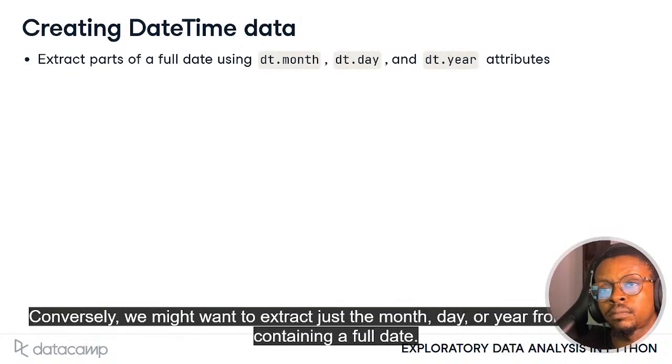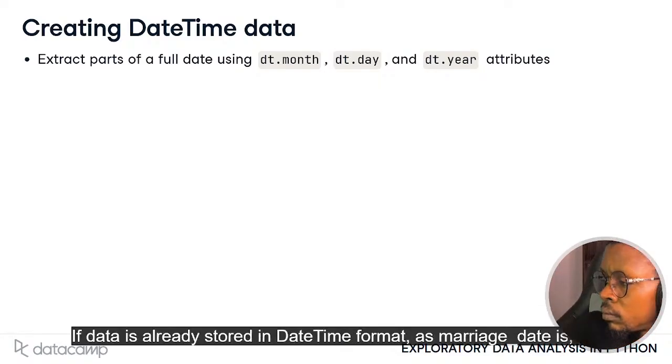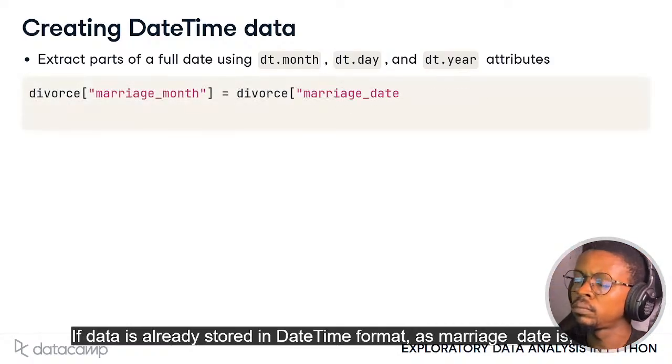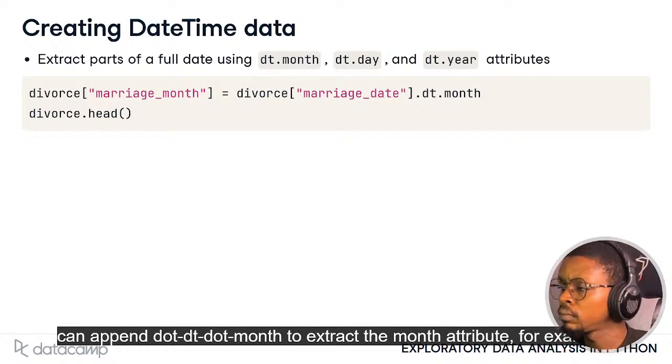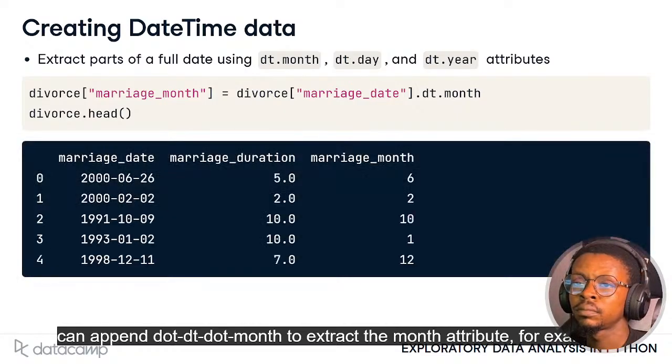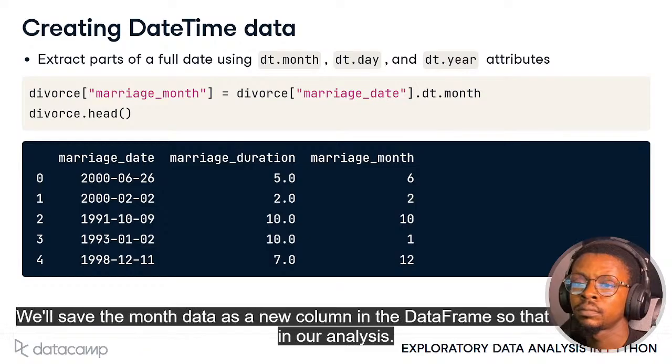Conversely, we might want to extract just the month, day, or year from a column containing a full date. If data is already stored in datetime format, as marriage date is, we can append .dt.month to extract the month attribute, for example. We'll save the month data as a new column in the data frame so that we can use it in our analysis.